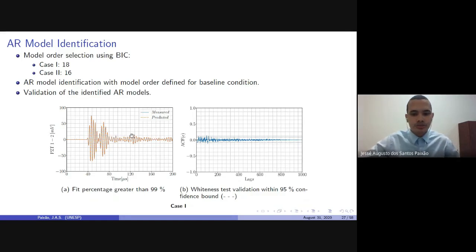In order to validate our AR model identification, we used a whiteness test validation with 95% of confidence. As we can see in this graph, which represents the autocorrelation function of our residual error, the residual error can be classified as Gaussian noise, which is an indicative that the AR model was adequately identified.